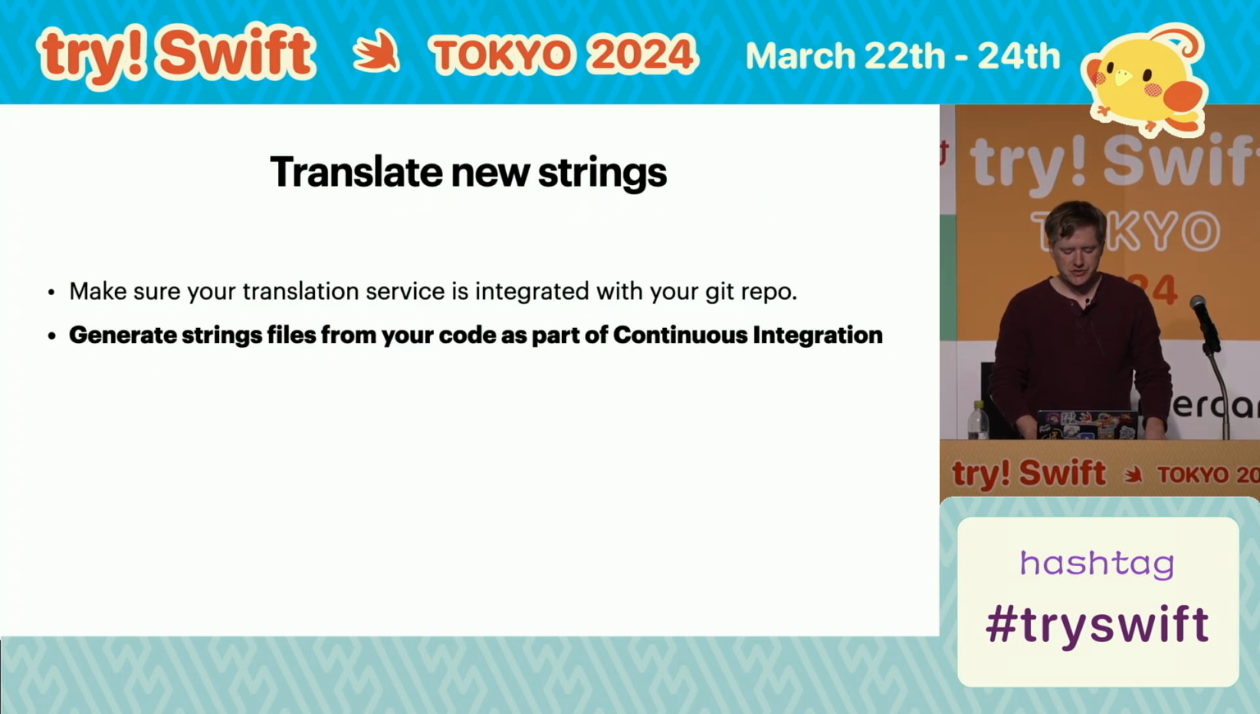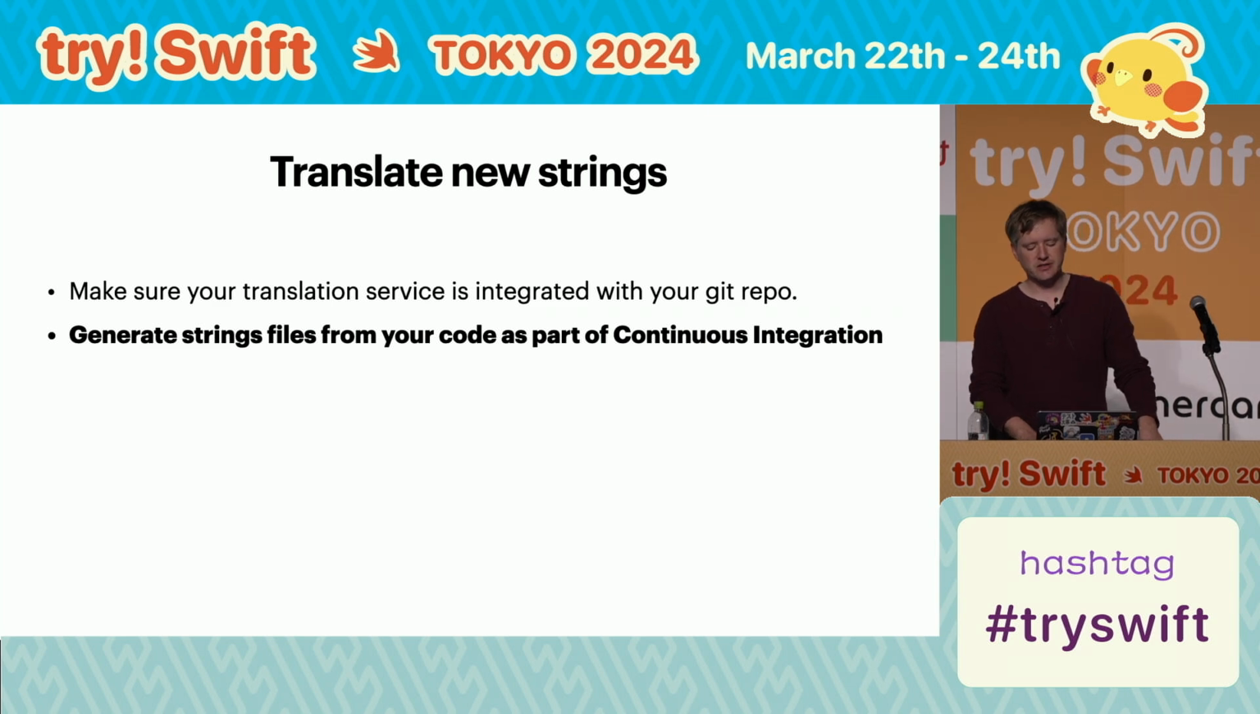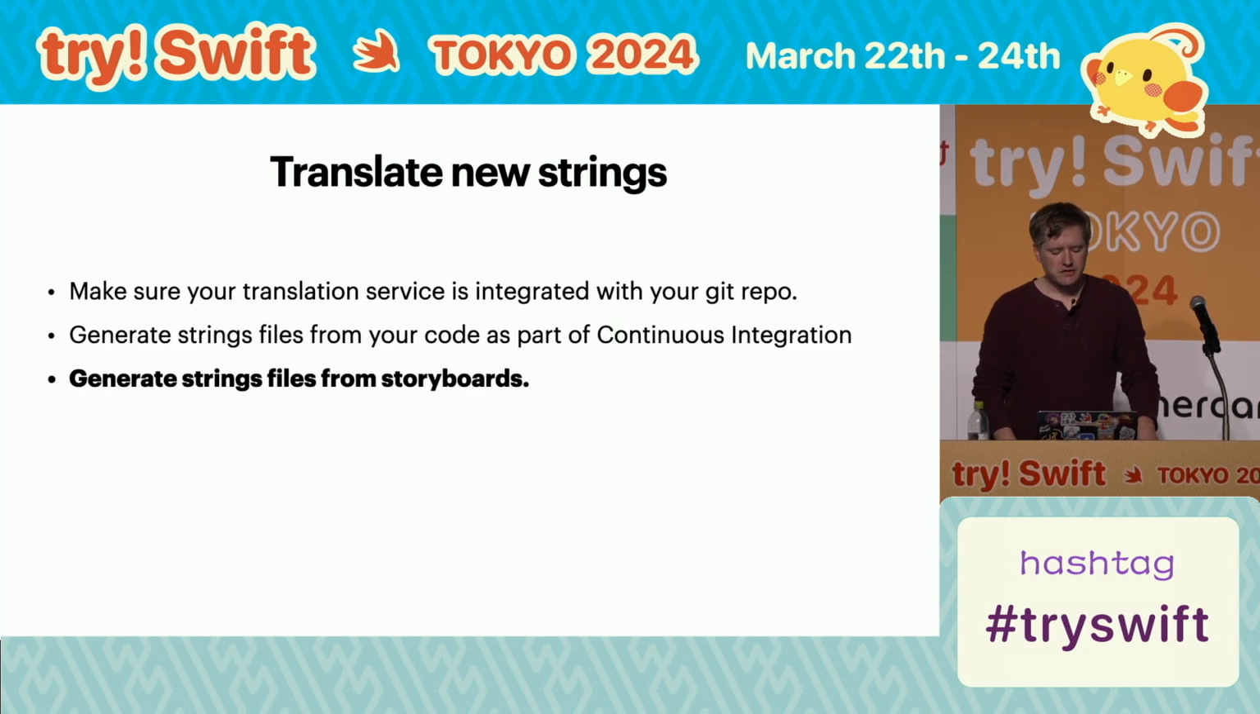So that's generating strings files from your code as part of continuous integration. Next up, generating strings files from storyboards. My app is 10 years old, and I went all in on storyboards, so it definitely still has lots of storyboards.